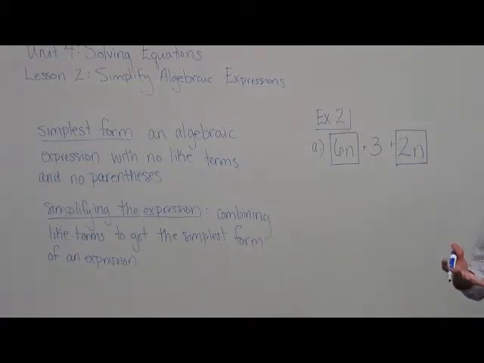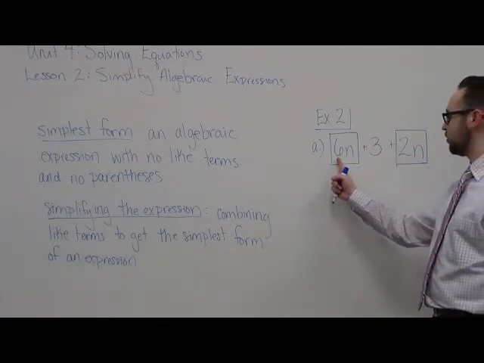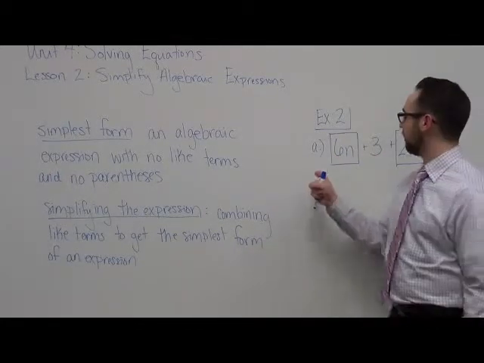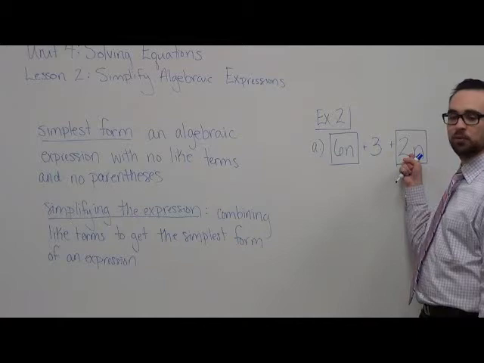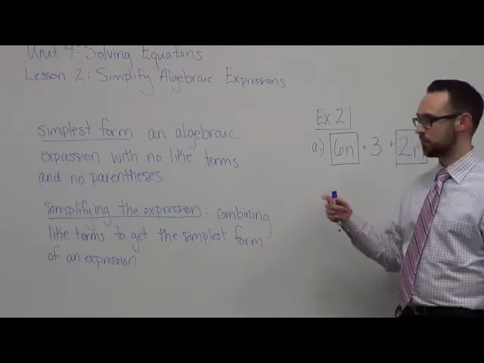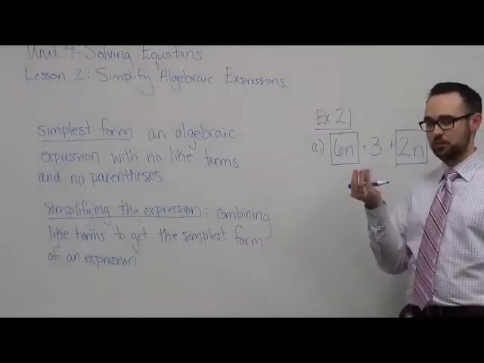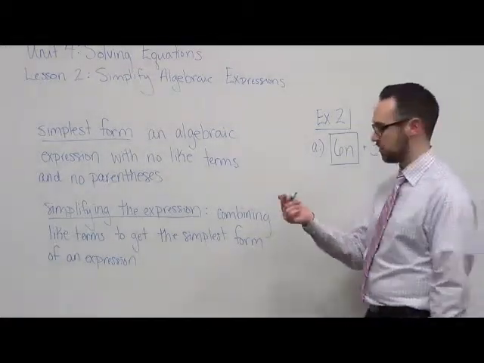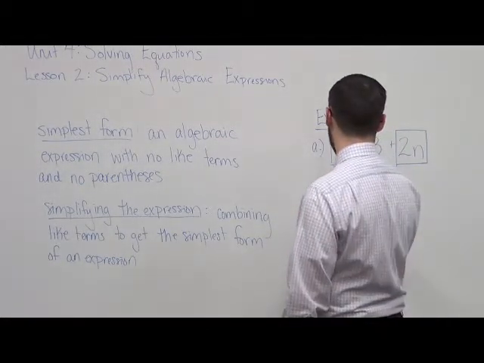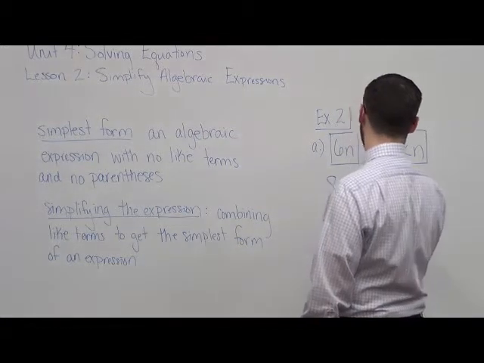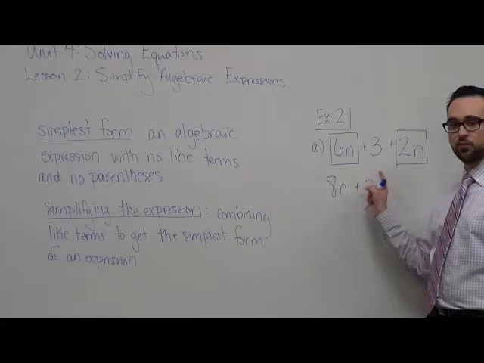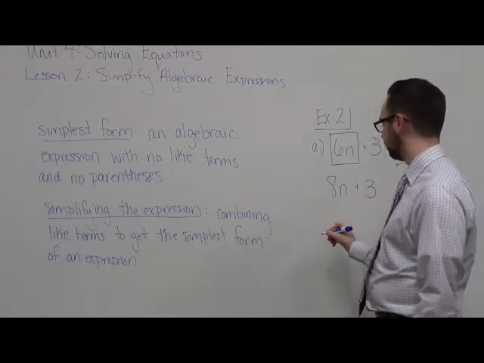So how do I combine like terms? All you do is you add the coefficients. So think about apples. If I have 6 apples and 2 apples, I have 8 apples. Well, the letter n is just an object. If I have 6 n's and 2 n's, I have 8 n's. So it's 8n, and then nothing happens with the 3 because they can't combine with anything. These are not like terms, so you cannot combine those.